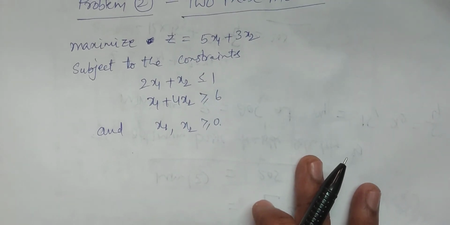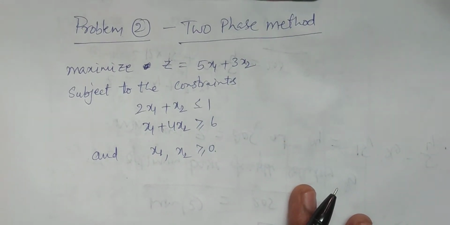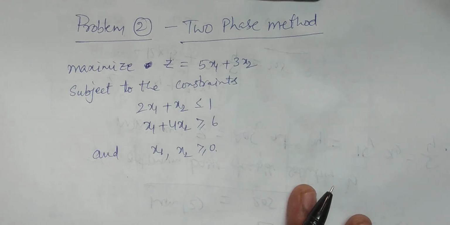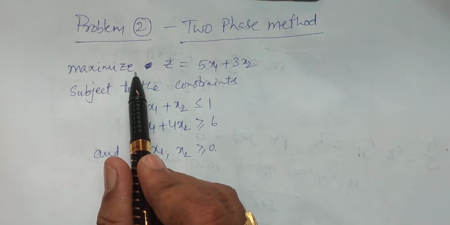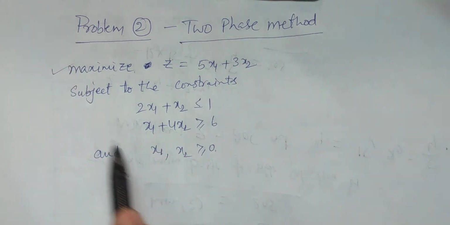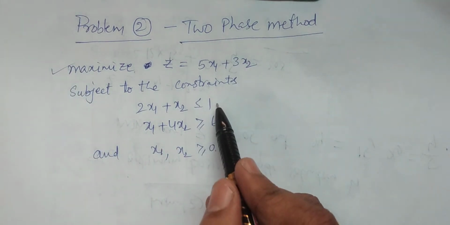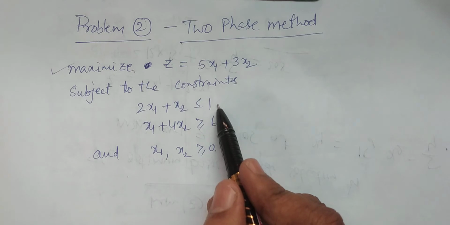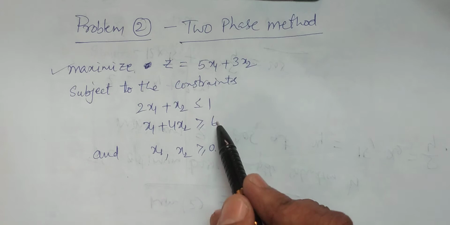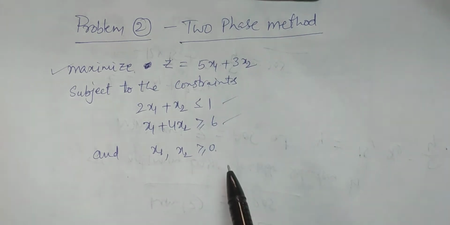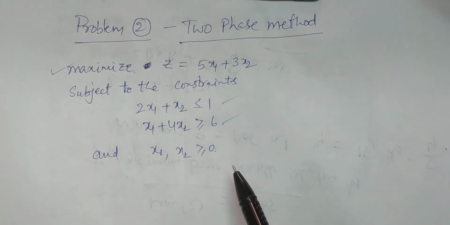If you start the calculation in the two-phase method, or in any of the methods, first of all you check whether the objective function is maximization or not. So it is maximization, no problem. And you have to check that the right hand side constants, all bi's, are non-negative, that is greater than or equal to 0. 1 and 6 are greater than or equal to 0, we have checked, nothing is negative, so therefore you can proceed further.